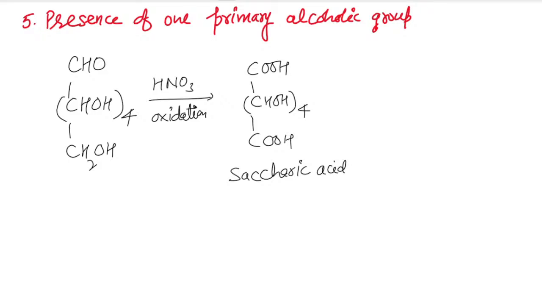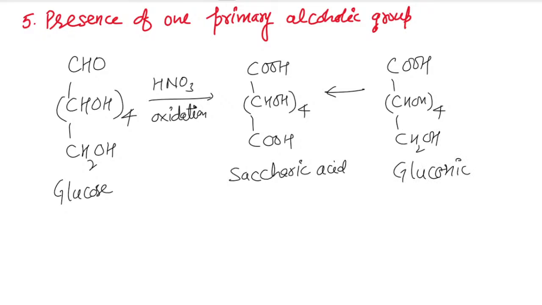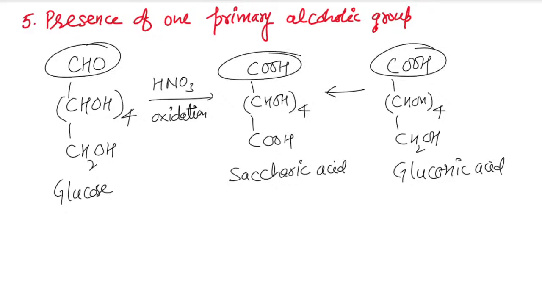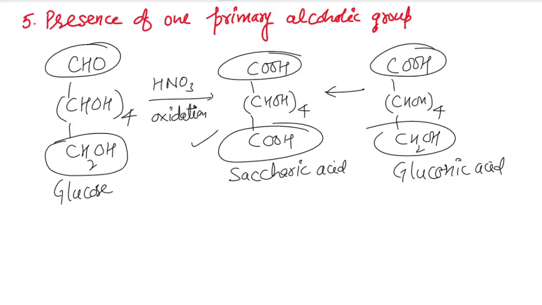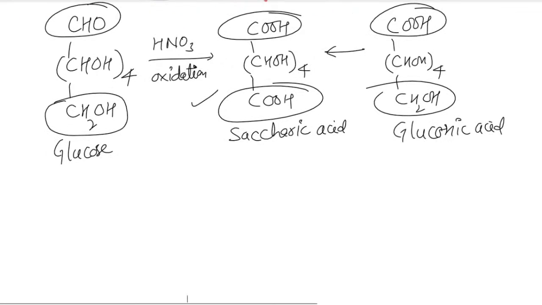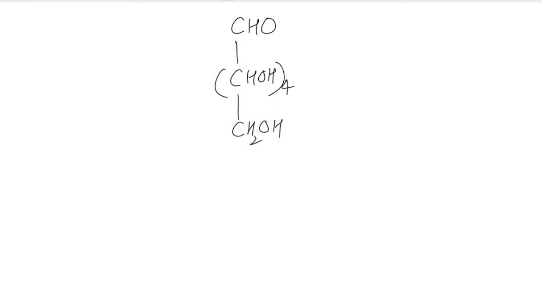Okay, see, with dilute HNO3, glucose will give saccharic acid, or even gluconic acid. Gluconic acid will also give saccharic acid. It means one CHO, we have proved that it has a CHO group, but obviously a primary alcoholic group can give COOH. Okay, so the primary alcoholic group is always present at the end of the carbon chain. So in this way we have proved that it has one CHO group, 5 OH groups, obviously on different carbons, and one primary alcoholic group.